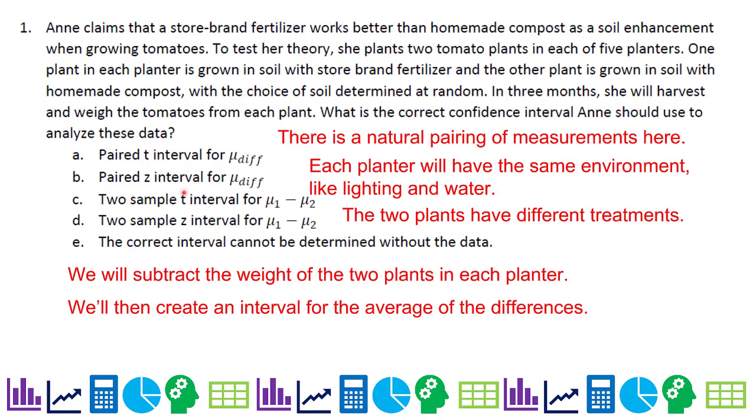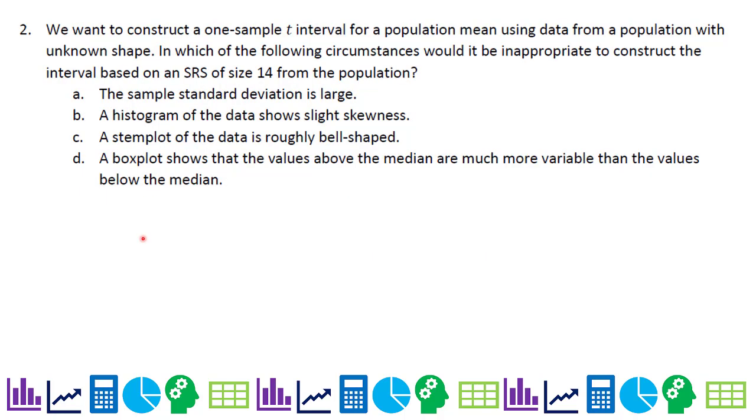So if you look, see that average of differences, whereas this is the difference of averages. So the correct answer here is A. It's a paired t-interval for the mean of the differences. Now it's not Z because we're dealing with means, and we use t-intervals in the student's t-distribution when working with means.